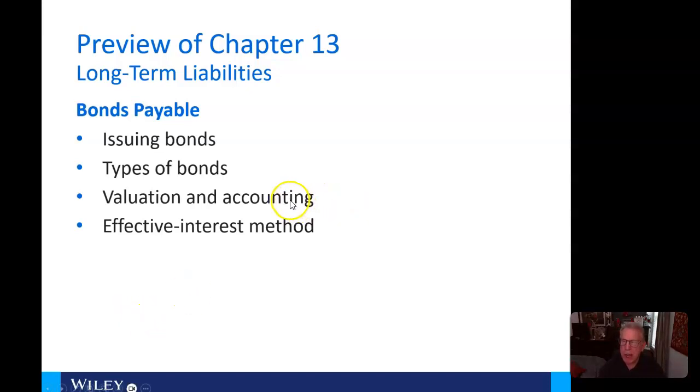So as we preview Chapter 13, first is our bonds payable. We'll look at issuing them, the types of bonds, valuing and accounting for them, and using the effective interest method. In the case of the effective interest method, some of you may have not had that in the past. In this course, we will use that extensively, so you'll want to make sure you know how to do that.